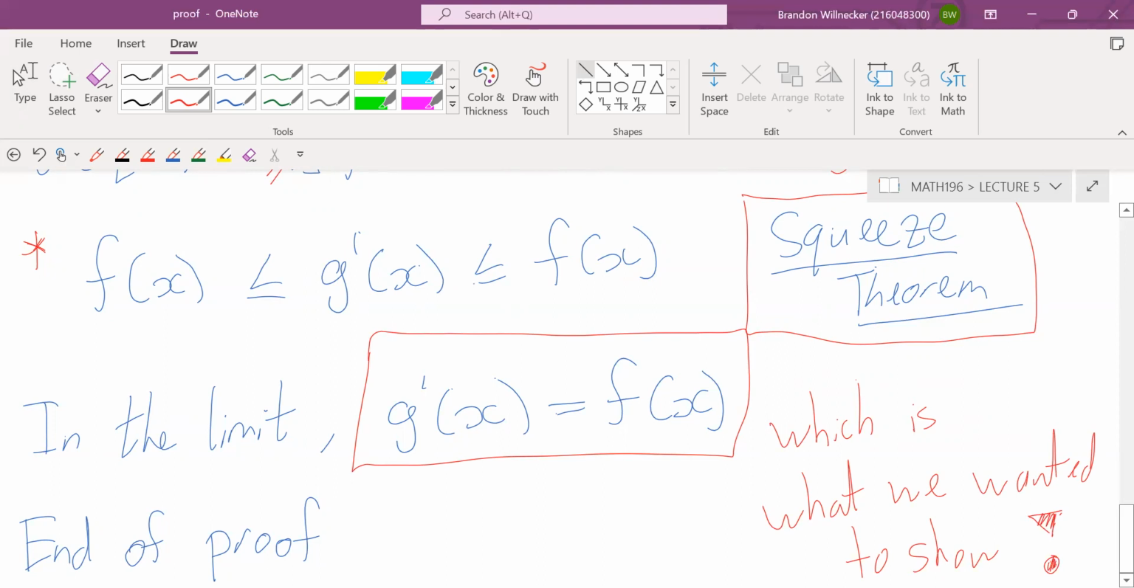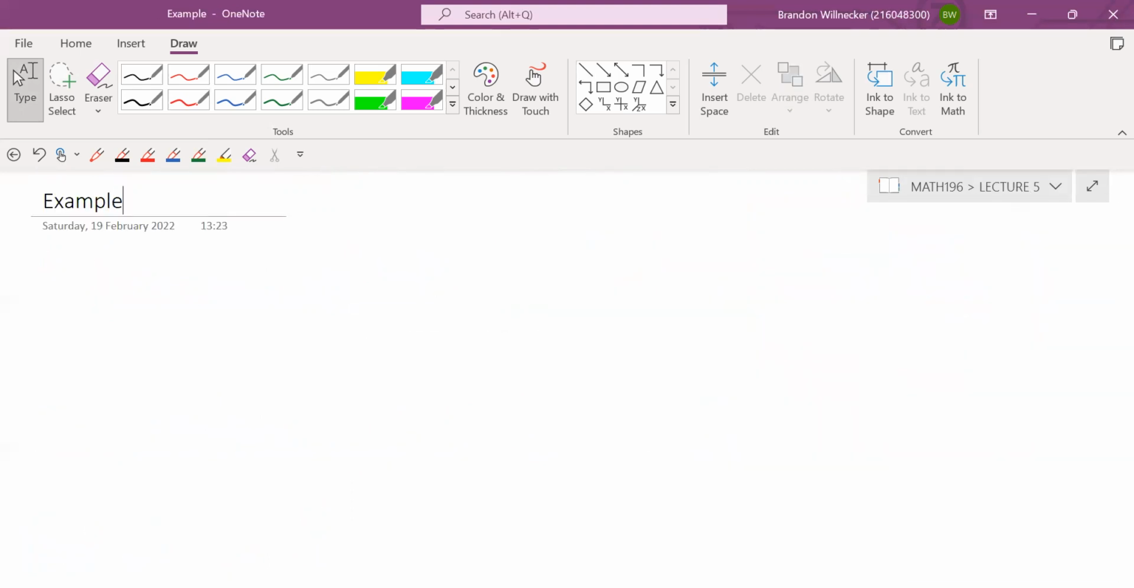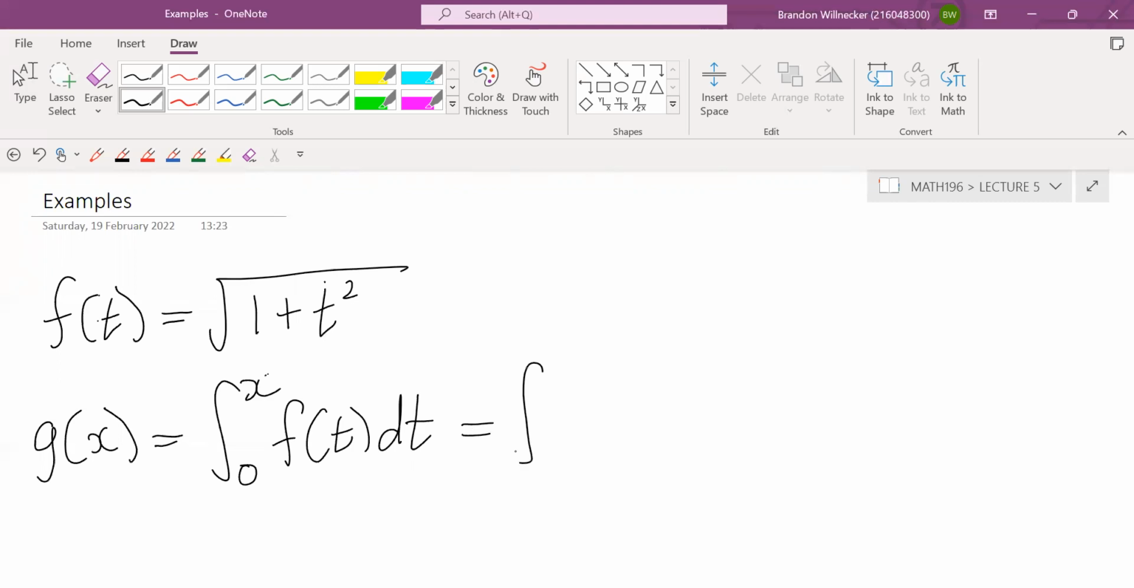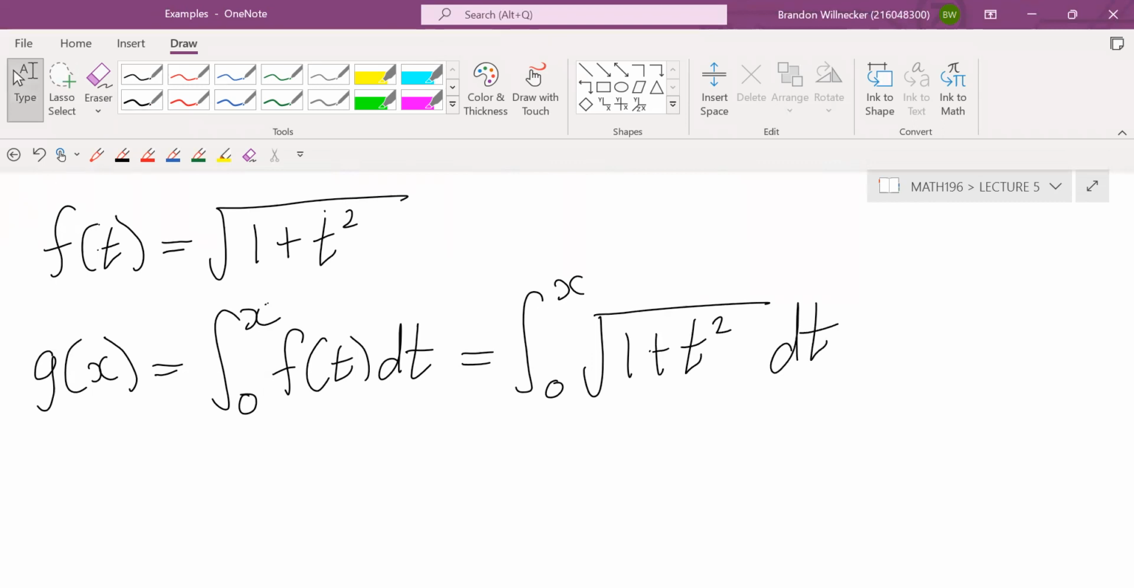Okay, so let's take a look at some examples or applications of this. Okay, so we've got our first example here. So let's say f of t is equal to the square root of 1 plus t squared. And then we're going to define our g function. So g of x is equal to the integral from 0 to x of f of t dt. Okay, that's how we define g. So this is the integral from 0 to x, square root of 1 plus t squared dt. Okay, good. But what is g prime of x?